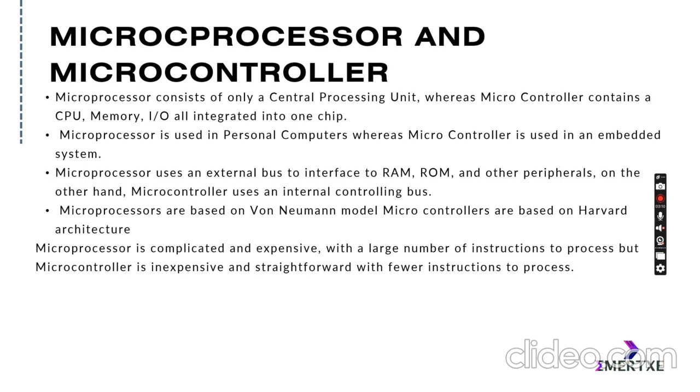Microcontrollers are used in embedded systems like microwave ovens due to their compactness and efficiency. Microprocessors use an external bus to interface the ROM, RAM and other peripherals, whereas the microcontroller uses an internal controlling bus. A microprocessor is expensive and complicated, with a large number of instructions to process, but it's very efficient.